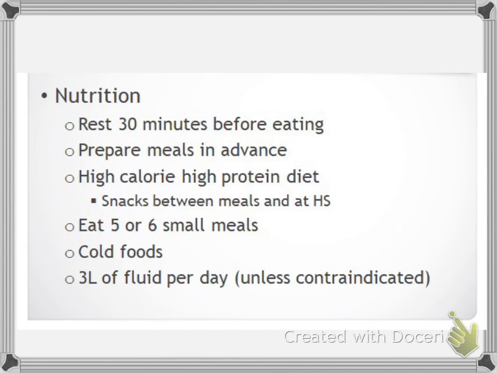A high calorie, high protein diet will be important, with snacks in between and at bedtime. Because they get exhausted during the eating process, sometimes eating more frequently, like 5 to 6 small meals a day, is better for them. You can also recommend cold foods because you feel less full when eating them, so they might be able to get in more calories that way. It's recommended that they drink 3 liters of fluid a day, which helps promote and thin secretions. Of course, if they're a heart failure patient maybe on a fluid restriction, we wouldn't recommend that. But if it's someone who can have that amount of fluid, we would highly recommend 3 liters per day.